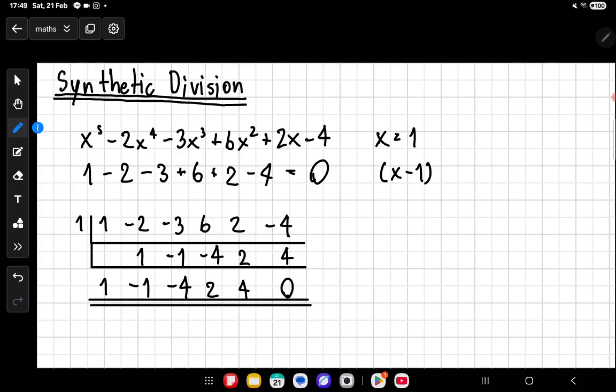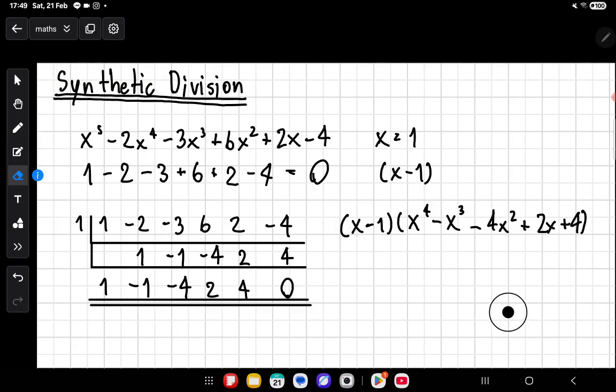Now, from this point on, we can say that it's x minus 1, then x to the power of 4 minus x to the power of 3 minus 4x squared, plus 2x plus 4. And then actually you can factor this even more by doing synthetic division on it over and over again. But this is just an example for now.